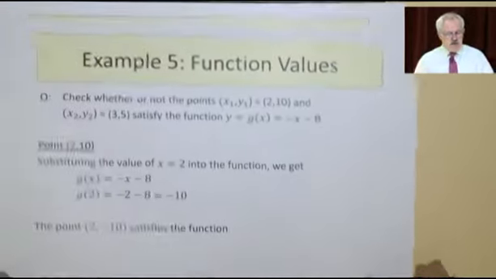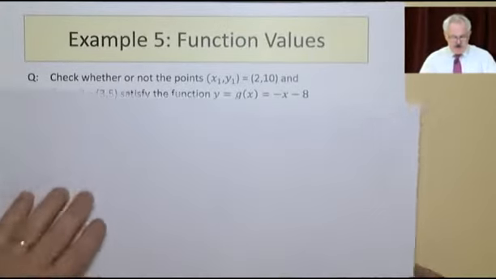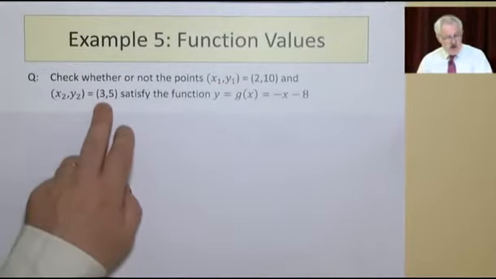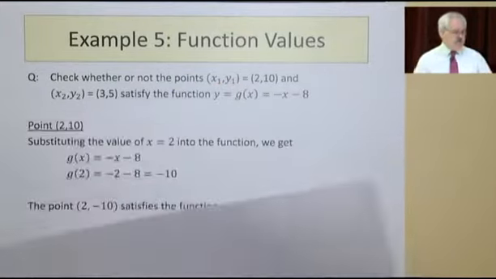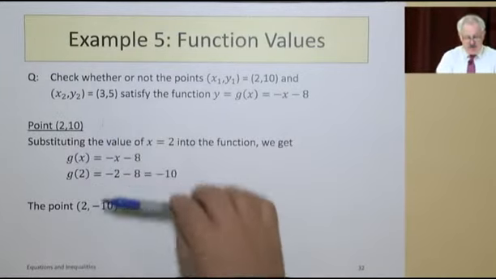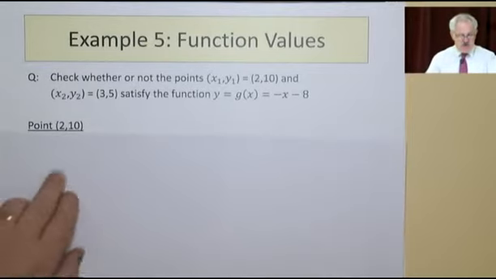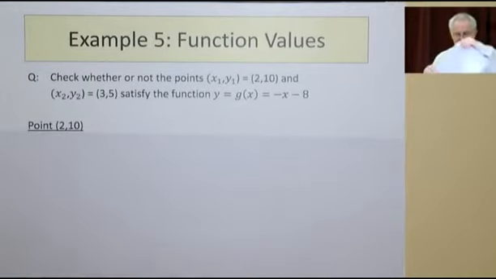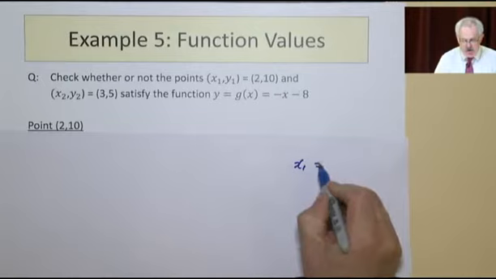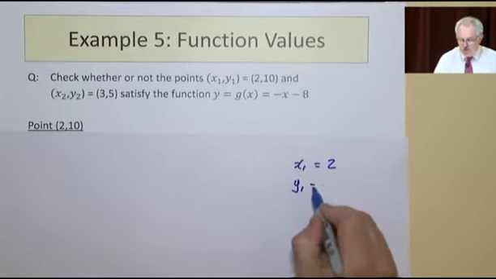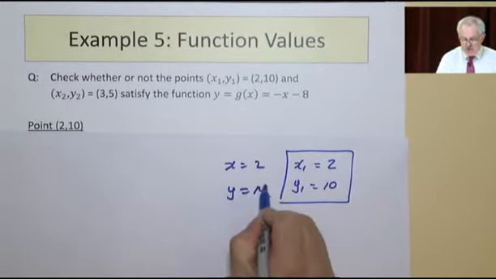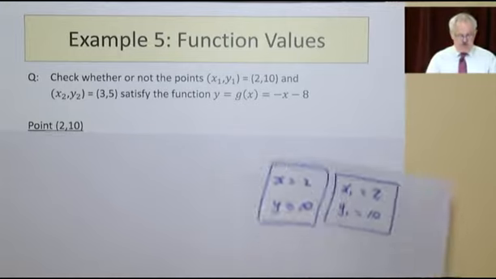It needn't always be a case where the point satisfies the function. Here's an example where they say, check whether or not the points (x1, y1) of (2, 10) and (3, 5) actually satisfy the other function. So does (2, 10) or (3, 5) satisfy the function? Well, let's take the point (2, 10) first. In (2, 10) we could say x1 is 2 and y1 is 10. Or x is 2 and y is 10 if we wanted to do that. And just plug in the numbers.